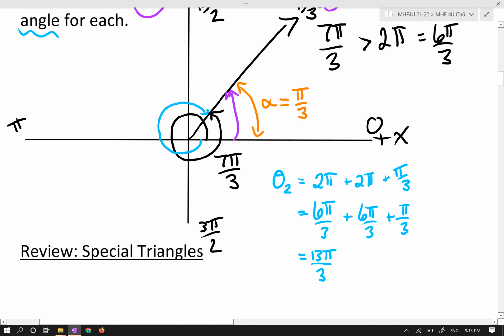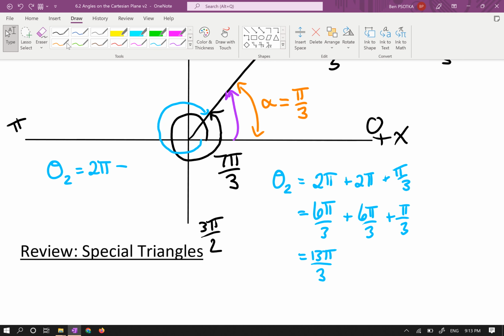How much is this? Well, we can come up with this pretty easily, because I could see if I add this blue angle here to this orange angle up here, they would make a full circle. And if they make a full circle, that's 2 pi. So here, my theta 2 is going to be equal to 2 pi minus this related acute angle, pi over 3.